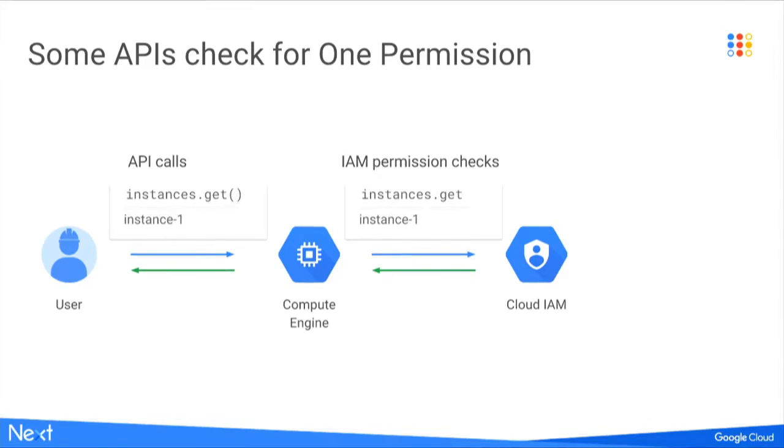So what happens now when someone calls an API? Let's say they're calling the instances get method on compute. Well, in some cases, Compute Engine will ask one-to-one with IAM. Compute instances get is the method. Compute instances get permission is what we check for with IAM.